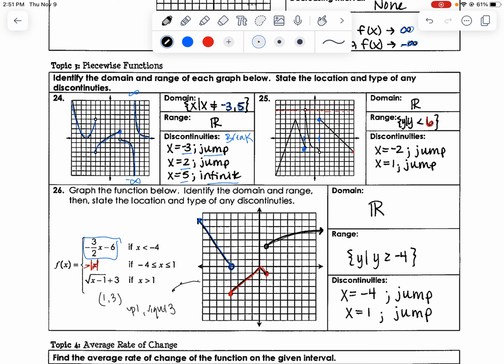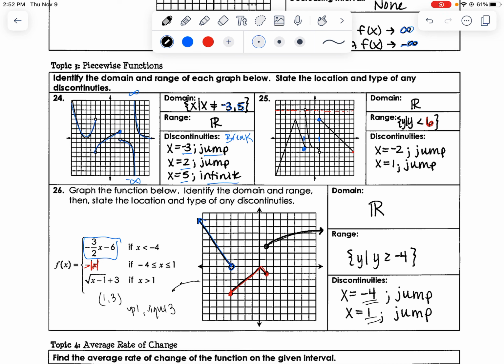The domain here is all real numbers because I've got these closed circles in the middle where it looks like there is a jump discontinuity at x equals -4 and x equals 1. The function continues, though, to the right and to the left, so the domain is all real numbers.